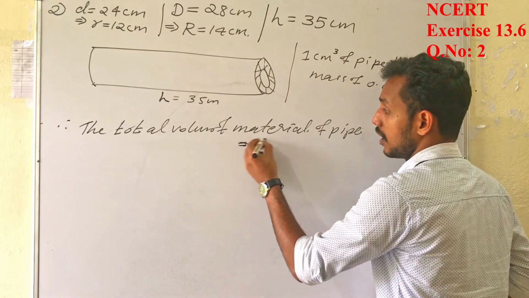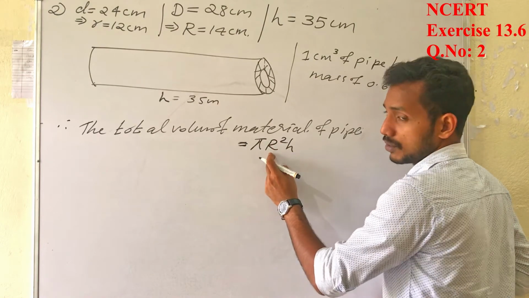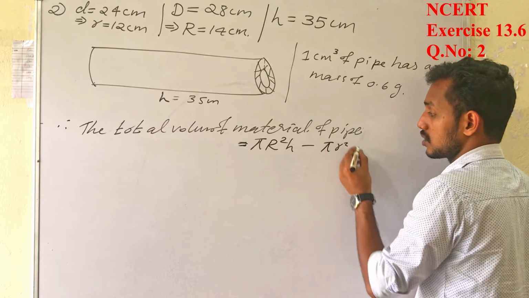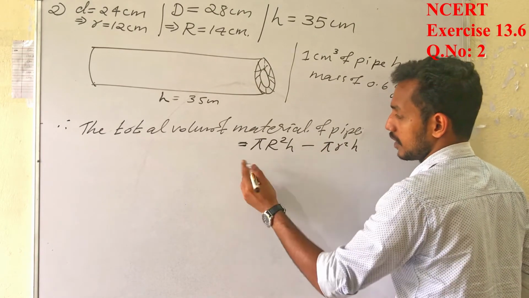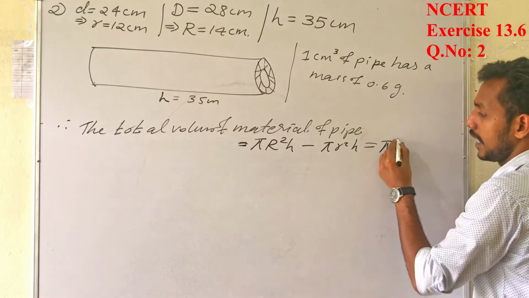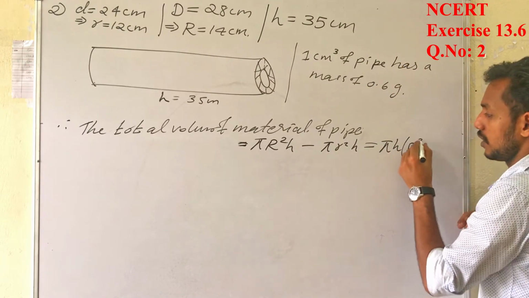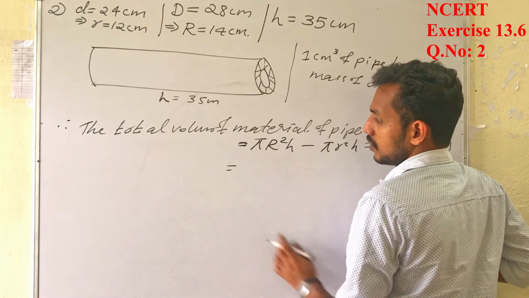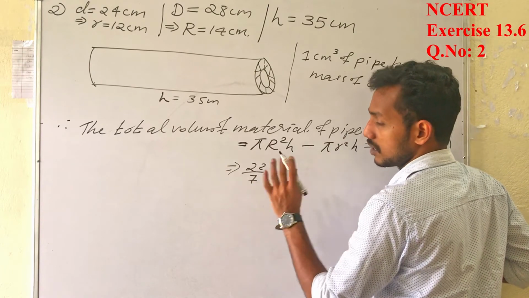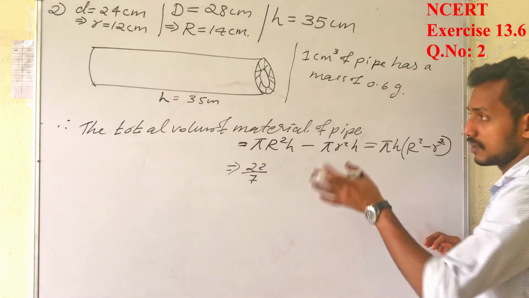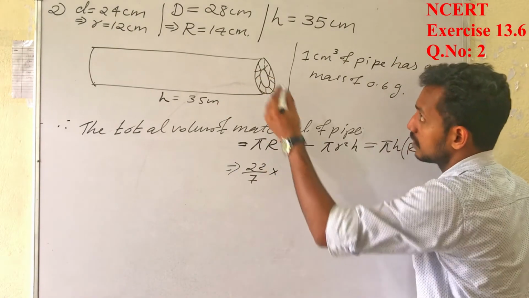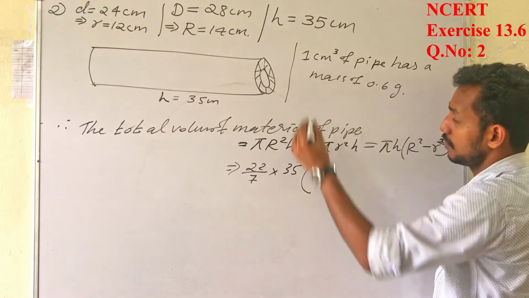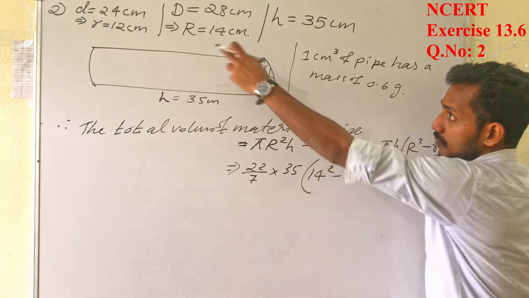Which is equal to pi R square h, capital R, because that is the outer radius, minus the volume of the inner cylinder, which will be pi into small r square into h. Pi h is common, taking it outside, which is equal to pi h into capital R square minus small r square. Just substitute the values here. Pi is equal to 22/7, because the pi value is not given in the question, so we can directly substitute this value. Into the height of the cylinder, which is 35, into capital R square, which will be 14 square, minus small r square, which will be 12 square.